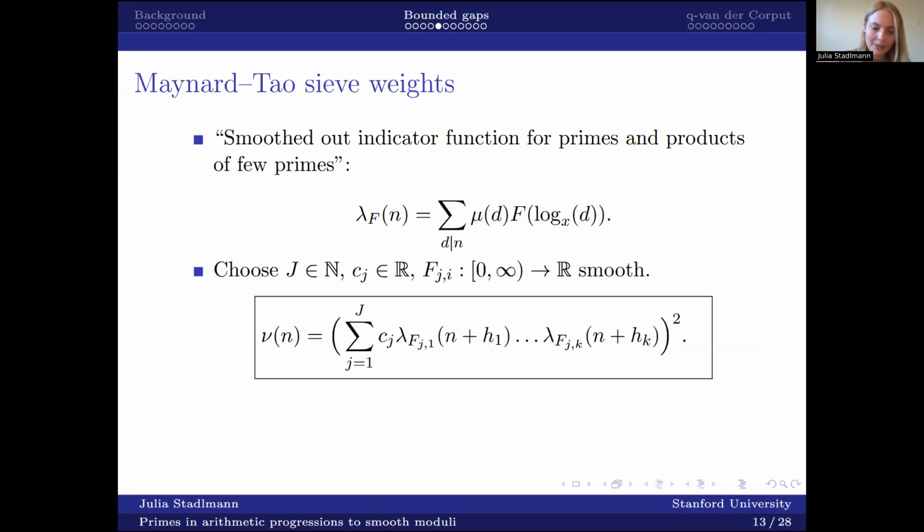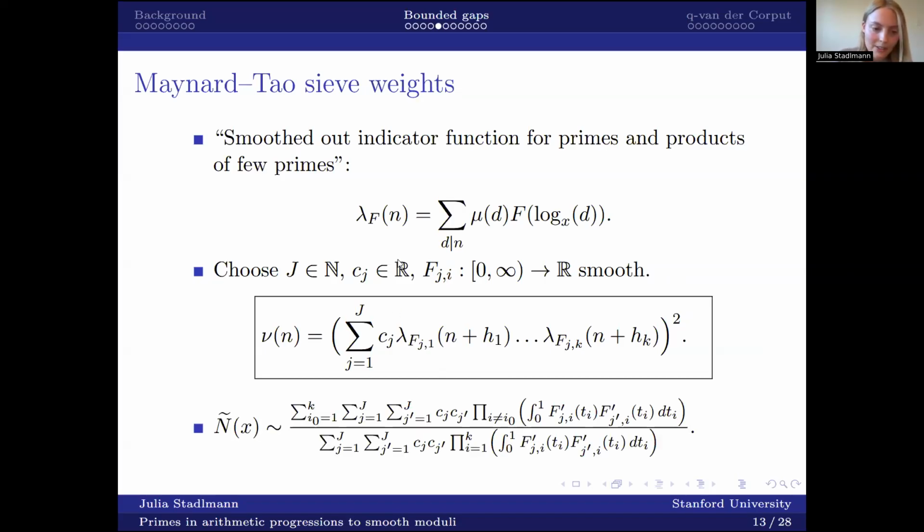This is a very flexible choice of the sieve weights, and it turns out that for this choice, the n tilde of x is asymptotically equal to this complicated expression, which is not so important right now. The important thing to observe is that if we choose the weights like that, we can compute n tilde. And so we have reduced the problem of showing an upper bound on gaps between primes to solving an optimization problem.